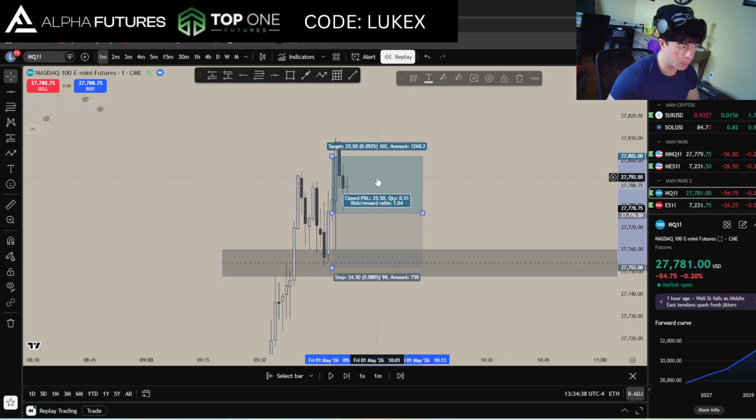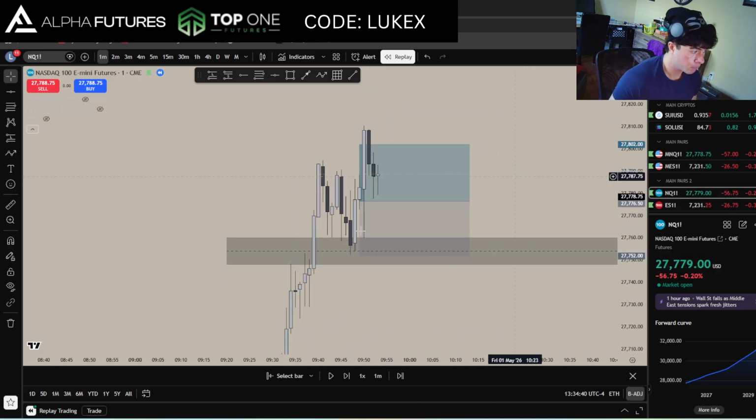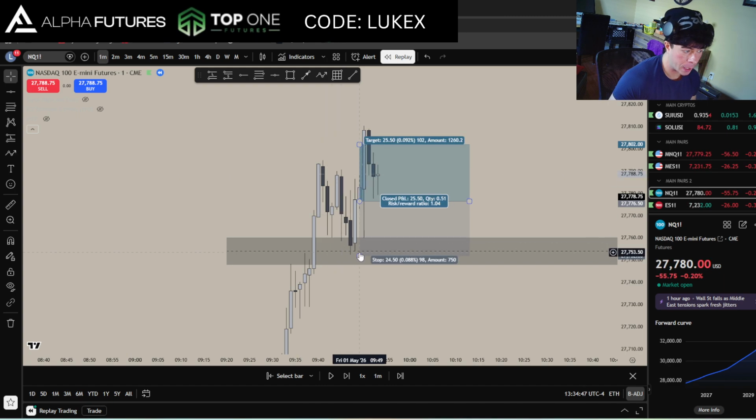This is just a quick example, but what I'm trying to show you is 945 opens up, manipulates down into a PD array, in this case being a 5-minute gap. We get confirmation to the upside, and we catch the distribution leg to the upside, right?